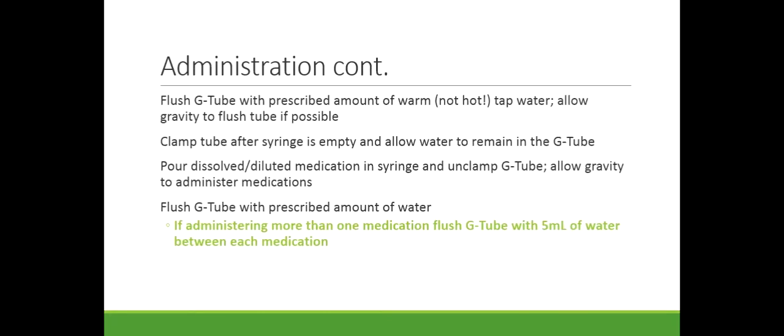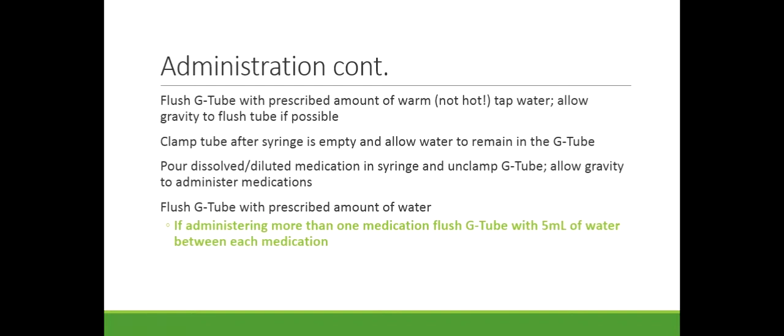Flush the G-tube with the prescribed amount of warm tap water. Allow gravity to flush the tube if possible. Clamp the tube after the syringe is empty and allow the water to remain in the G-tube. Pour dissolved and diluted medications into the syringe. Unclamp the G-tube and allow gravity to administer medications.